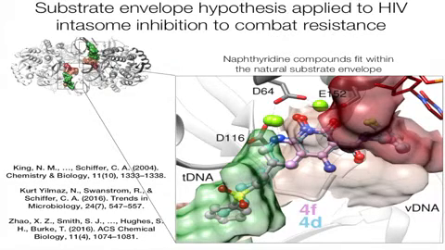It's based on an idea called the substrate envelope hypothesis. This is an idea that was developed by Celia Schiffer's lab, and it was applied to the development of protease inhibitors about 15 or 20 years ago. The substrate envelope is the molecular envelope of an enzyme that binds natural substrates, so any and all natural substrates. In the case of protease, those substrates are the amino acids that are proteolytically cleaved by the enzyme. In the case of Integrase, natural substrates are both viral and target DNA. And these are displayed in the current figure.